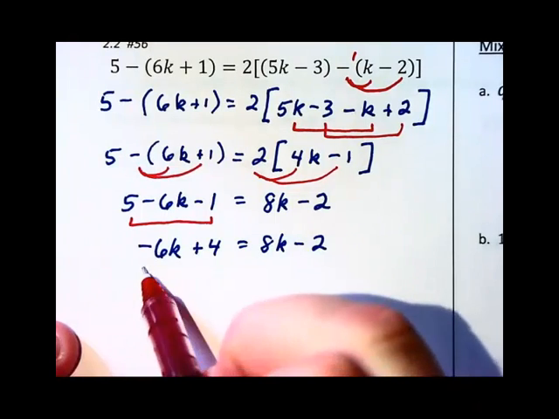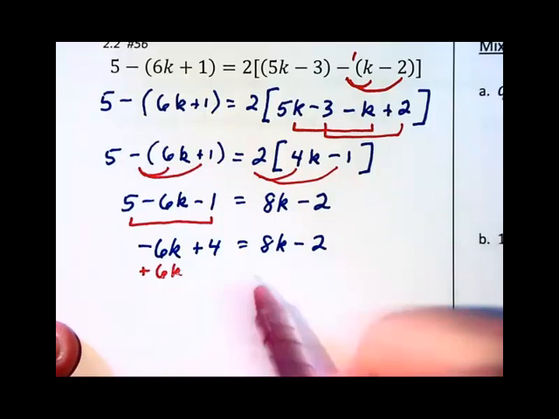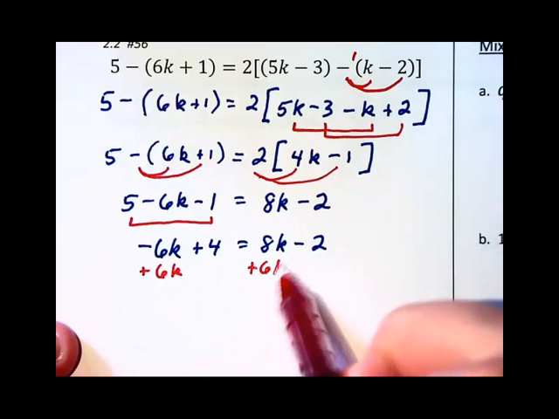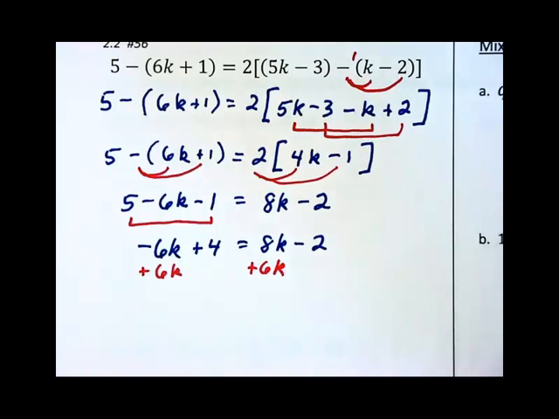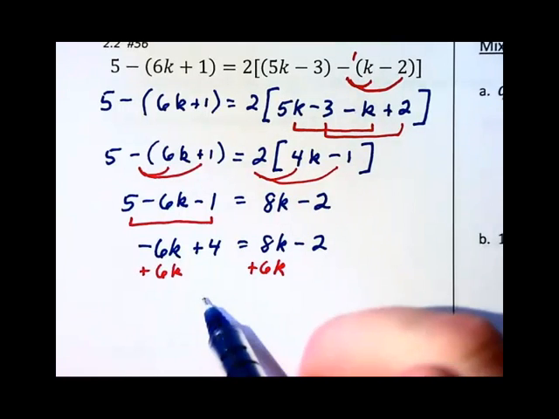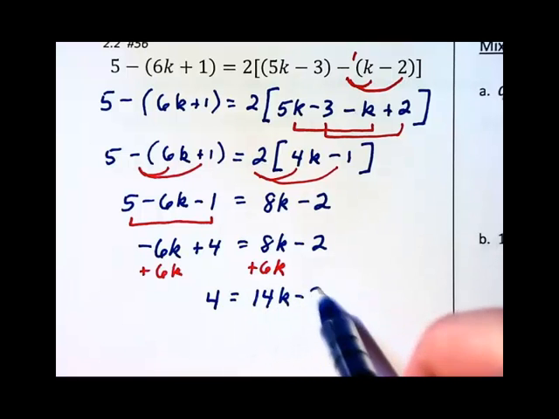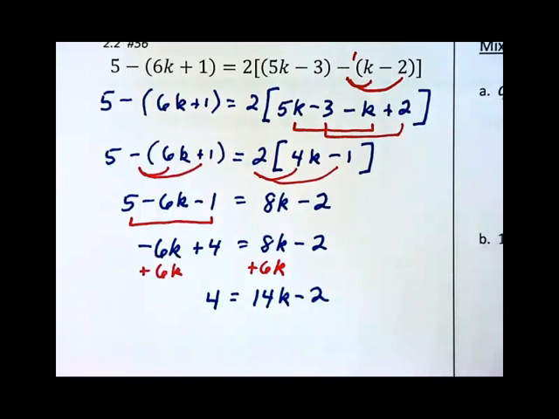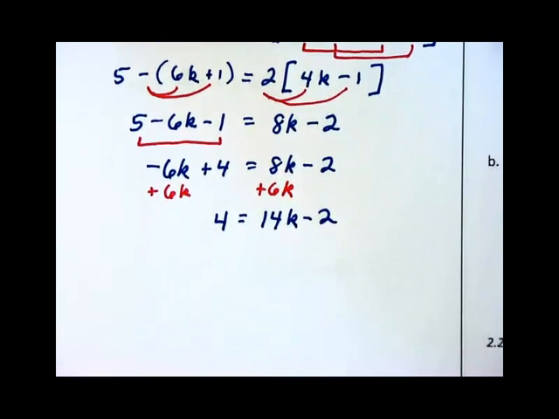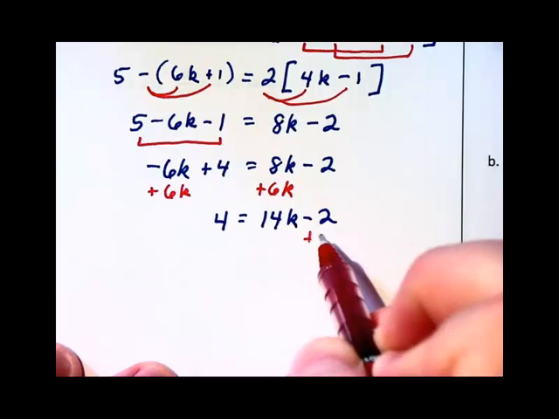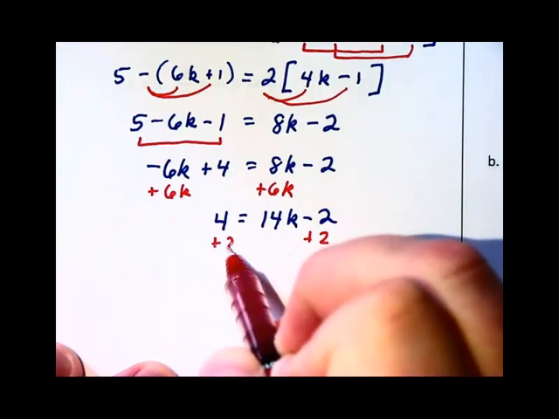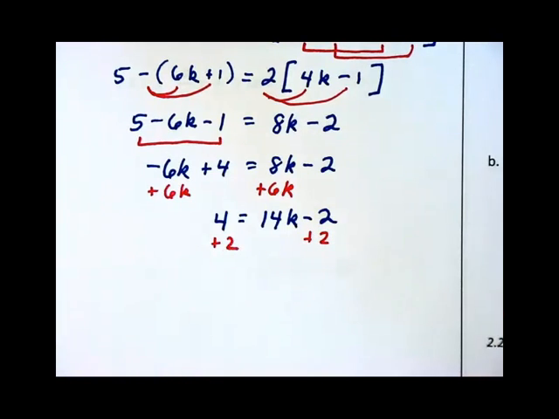I'm going to add 6k because I'd rather have a positive coefficient in front of my k after doing this. That will give us 4 equals 14k minus 2. And you can see this is coming out nice and clean here. We're going to add 2 to both sides. Well, I guess it's not that clean. We're about to have a fraction.